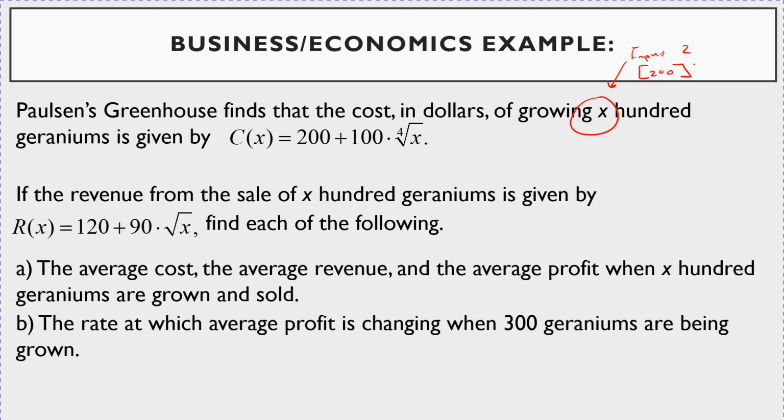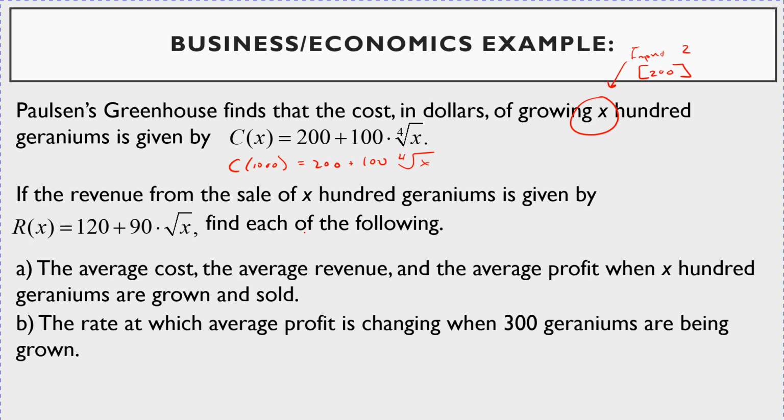So this is the cost function. We're just making this up. It's 200 plus 100 times the fourth root of x. So if you wanted to find the cost of growing, I don't know, 1,000 hundred geraniums, it would be 200 plus 100 times the fourth root of x. Just note, when you put in 1,000, that would really be 1,000 hundreds, so you would tack on 2 zeros, so it'd be 100,000 here. Just so we're clear on that.